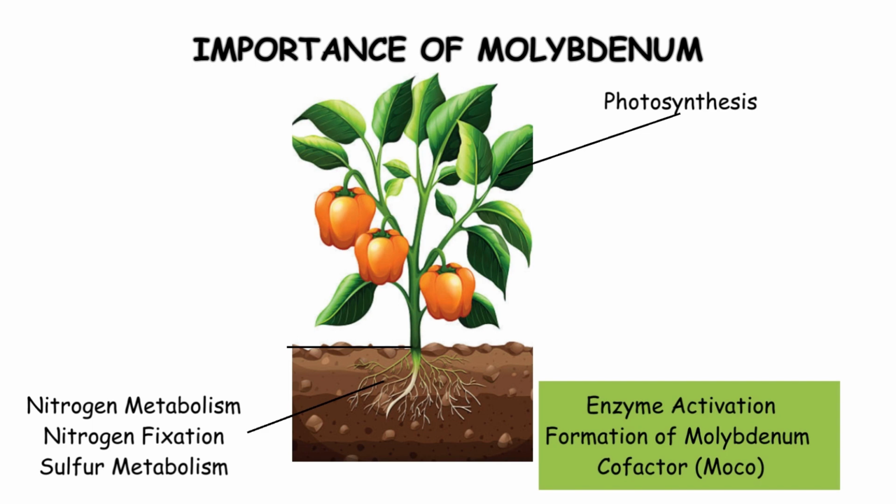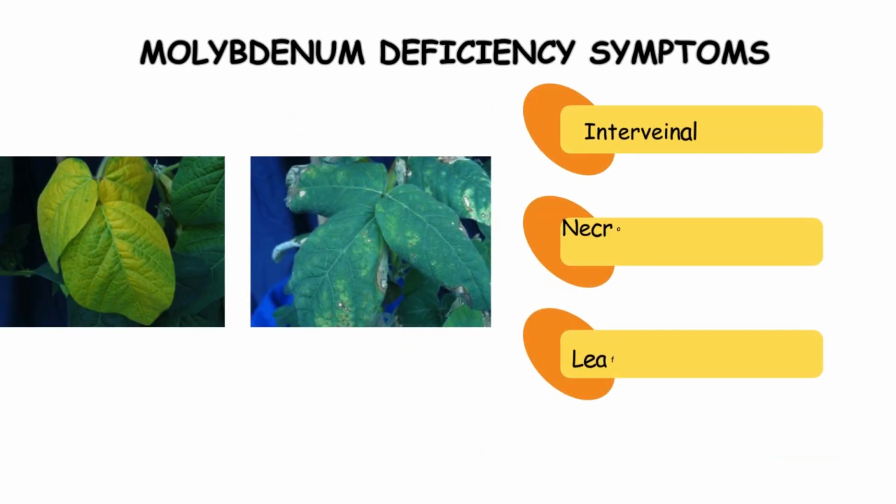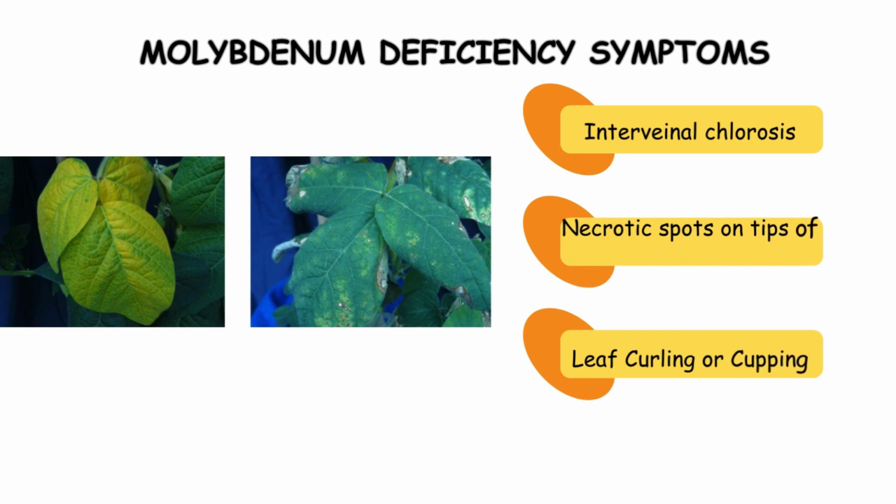Molybdenum is also a cofactor for enzymes that participate in various redox reactions within the plant cells. This is very crucial for maintaining the balance of certain metabolic processes. Finally, molybdenum is involved in enhancing the plant's ability to take up and utilize iron. Iron is also another essential nutrient for plant growth.